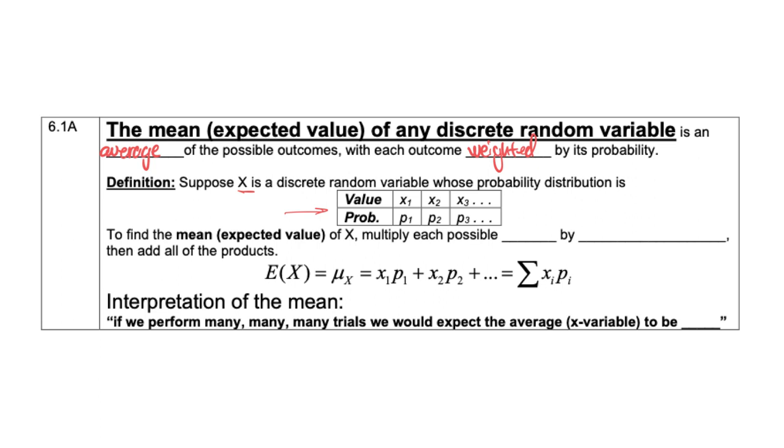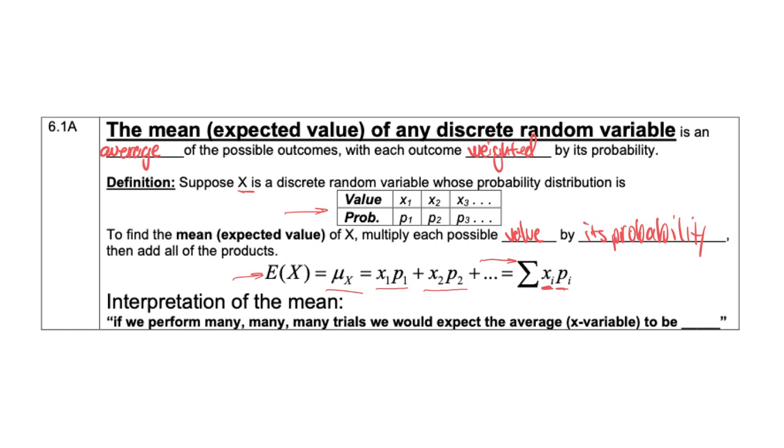So before it was hockey goals and the chances, right? To find the mean, the expected value of x, we multiply each value by its probability. Okay, then we add them all up. So E, capital E, is expected value of x. That's mu of x, and that's x1 times p1 plus x2 times p2 plus and so on. So we use our sigma notation where we have all our possible outcomes, and i equals 1 to n, but we don't really need to worry about that too much right now.